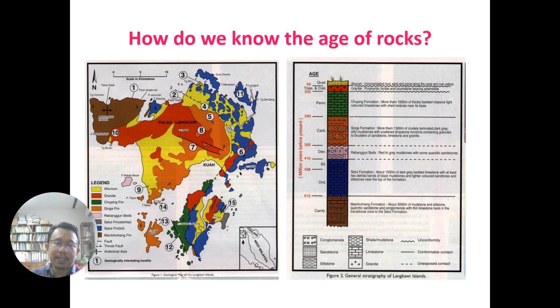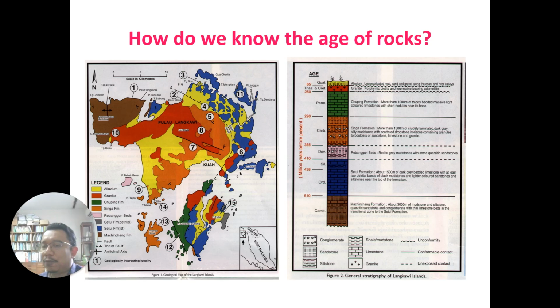Okay. So let's have a look at how fossils are used to know the age of rocks, right? How do we know the age of rocks? For example, this is a geological map of Langkawi. Right? So based on studies on fossils and rocks, we know a few things about the history of Langkawi. For example, the Machinchang Formation along the northwestern coast of Langkawi is made of sandstones, and the sandstones are quite old. They are the oldest rocks in Malaysia. They're something like 500 million years old, right?